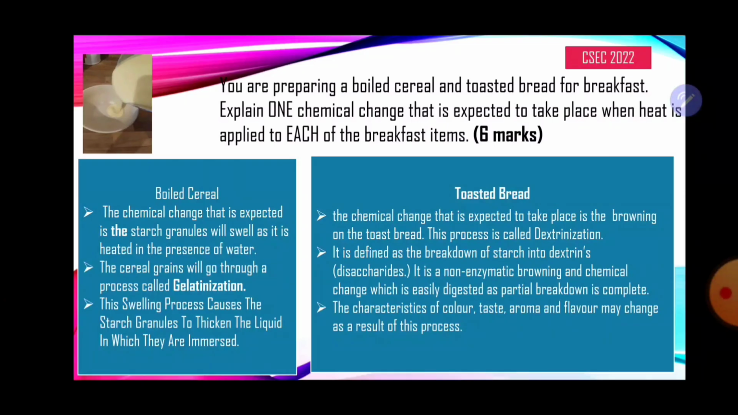And on the other hand, you have toasted bread. The chemical change that is expected to take place is the browning of the toasted bread. Now that process is called dextrinization, and it is defined as the breakdown of starch into dextrin, right? Now, it is a non-enzymatic browning and chemical change, which is easily digested as partial breakdown is complete. The characteristics of color, taste, aroma, and flavor may change as a result of this process.